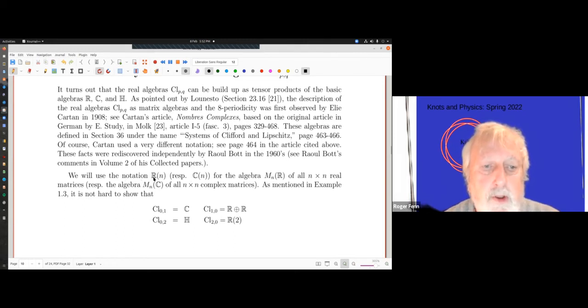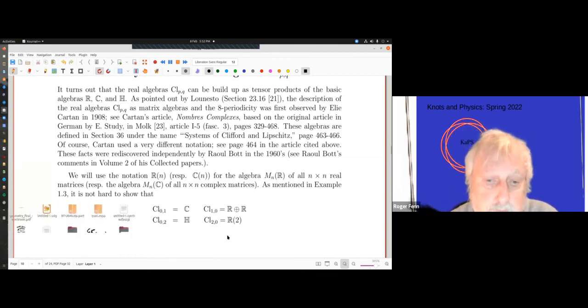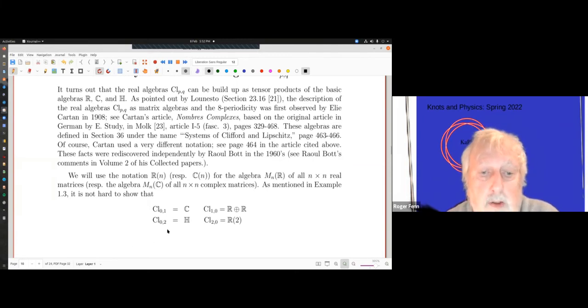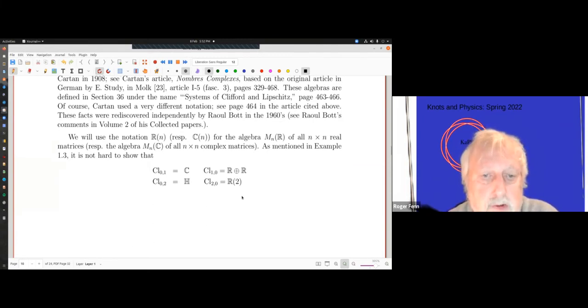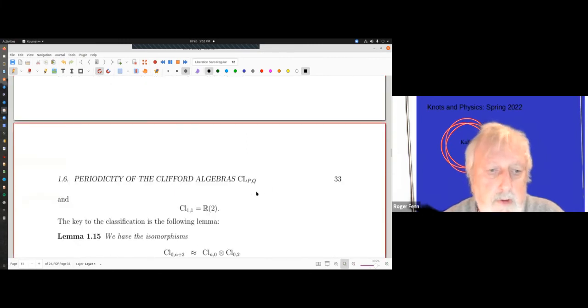Just to go over this notation: R(n) and C(n) for the algebra of n by n real matrices or complex matrices. And of course, there's also the possibility of H(n), which is n by n matrices with quaternion entries. This is true. He says it's not hard to show that. It's a bit tricky, but I'm sure you're all capable of doing that.